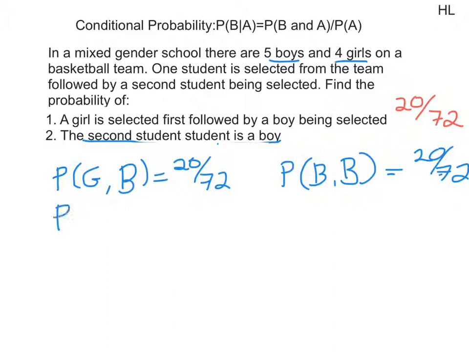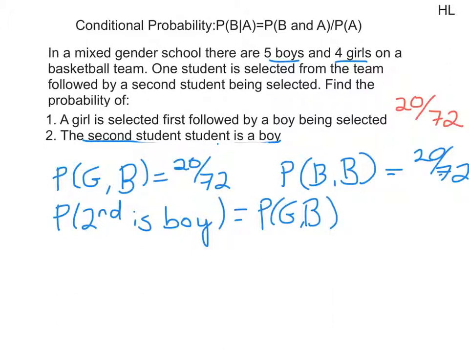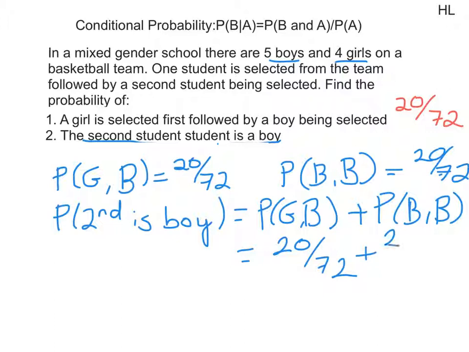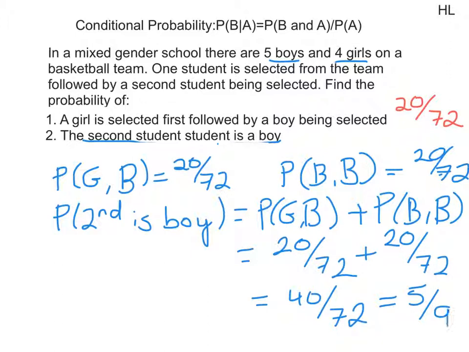So the probability the second student is a boy can happen in 2 ways. The probability of a girl, then a boy, or, which in probability rules is a plus, the probability of a boy, then a boy. So to find this, we add our 2 probabilities together, 20 over 72 plus 20 over 72, and we get 40 over 72. And simplifying, we get 5/9.